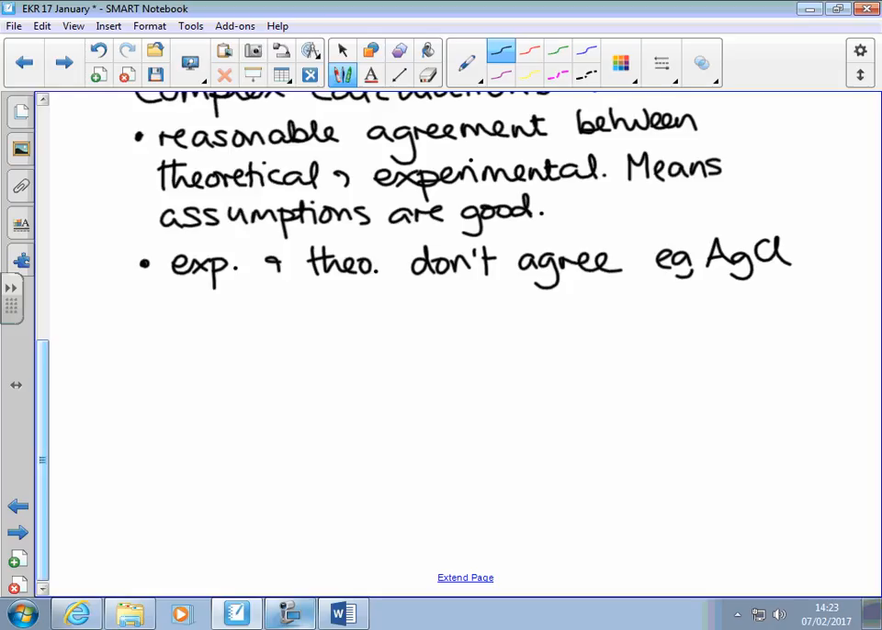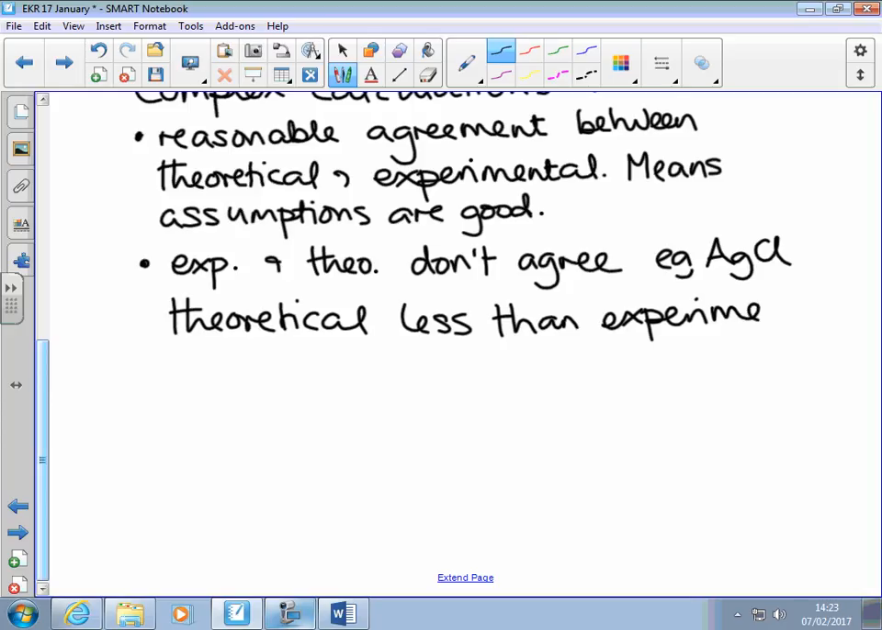For that, the theoretical is a lot less than the Born-Haber calculation would give you. The theoretical is less than the experimental. And it's one of these things where you sometimes have to explain a difference. Why doesn't your experiment match up with what you predicted? This is just a good example of how that can be done. This answer won't fit everything, of course.